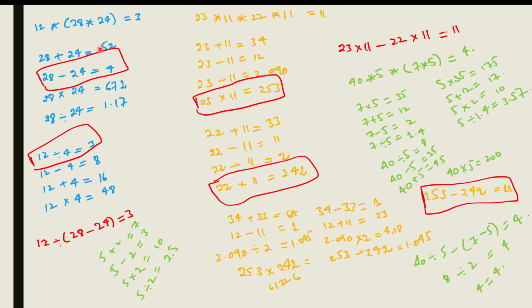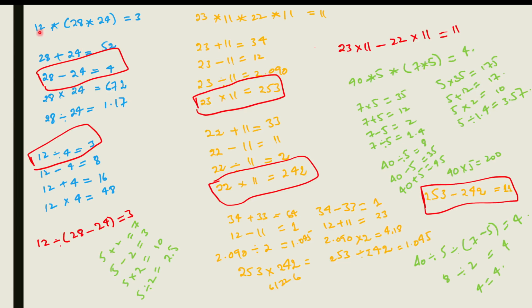In all of them, we want 3. If we get a very big number, then making it equal to 3 with one sign is kind of difficult. So the smallest value that we have is 4. So we will take 28 minus 24, the subtraction in here.